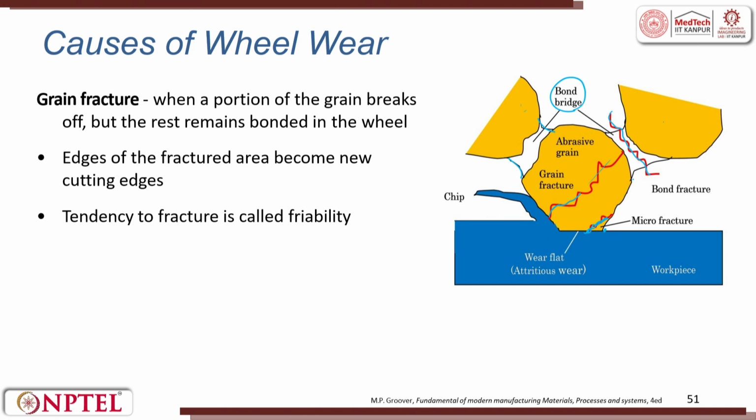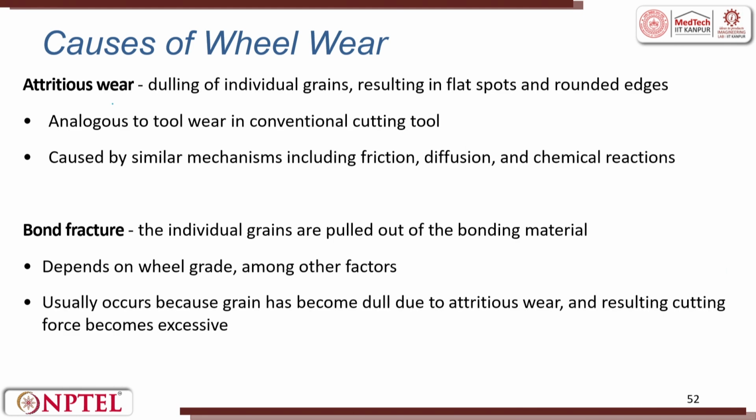The bond should also be such that if there is a lot of resistance coming to the abrasive grain, then the easiest way should be that the bond fractures, so that fresh abrasive comes in contact for machining. So, there can be a bond fracture, there can be a micro fracture, there can be a grain fracture. So, the causes of wheel wear are attrition wear and bond fracture.